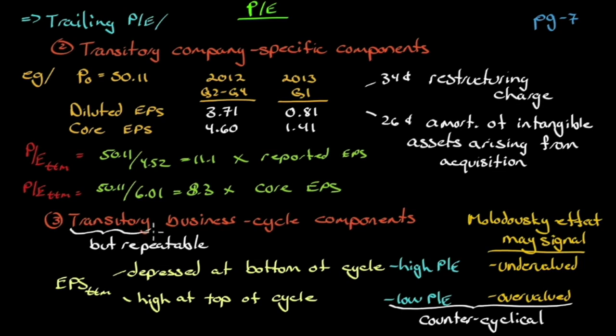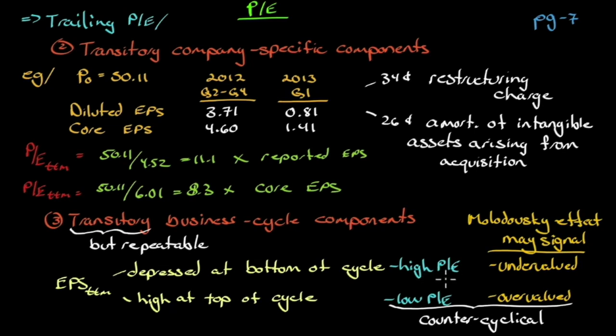Let's look at transitory business cycle components. They're transitory but repeatable. Well, that's a business cycle, isn't it? So if we're looking at our earnings per share for a trailing 12 months, they are going to be depressed at the bottom of a cycle, which means at the bottom of the cycle we're going to have a high PE. And they are going to be high at the top of the cycle. So at the top of the cycle we'll have a low PE, because here our denominator will be very small, here our denominator will be very large.